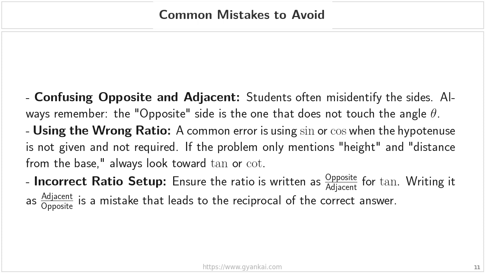Finally, watch out for an incorrect ratio setup. Even if you have chosen the correct ratio, like tangent, you must ensure it is written correctly as the ratio of the opposite side over the adjacent side. If you accidentally flip it and write the adjacent side over the opposite side, you will end up with the reciprocal of the correct answer, which will lead you to a completely wrong value. Keep these points in mind as we move into our final summary of the key takeaways.